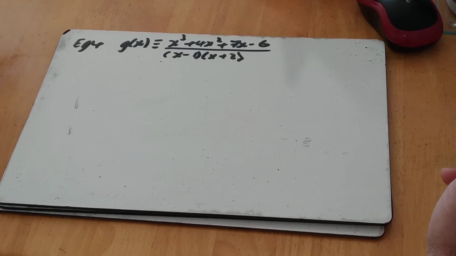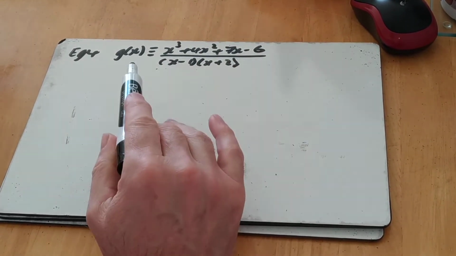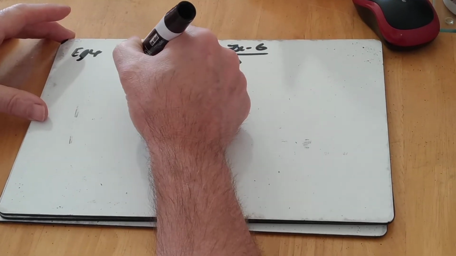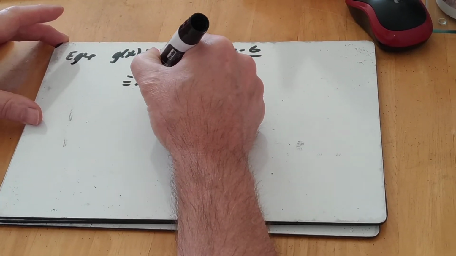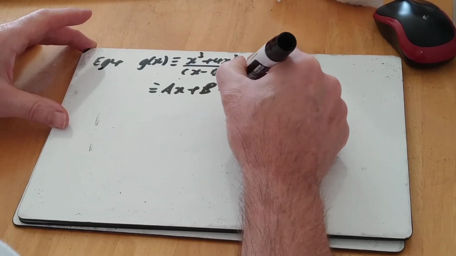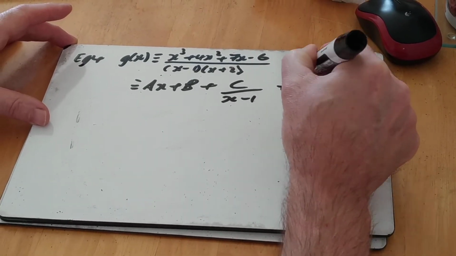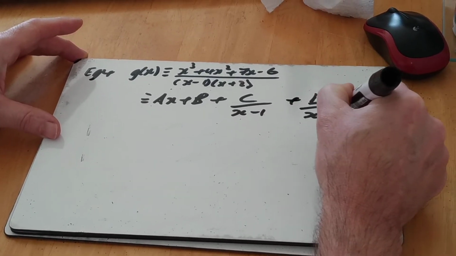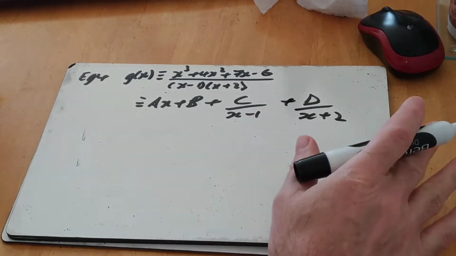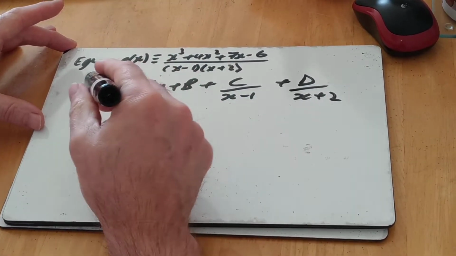Okay, in the last example, also a top-heavy fraction, but where the order of the top is bigger than the order of the bottom, so my setup for g(x) is going to be cubic over quadratic: ax plus b, I'm left with a linear expression, and then plus c over the x minus 1, and plus d over the x plus 2. So 4 things to find, a bit more going on with this one.